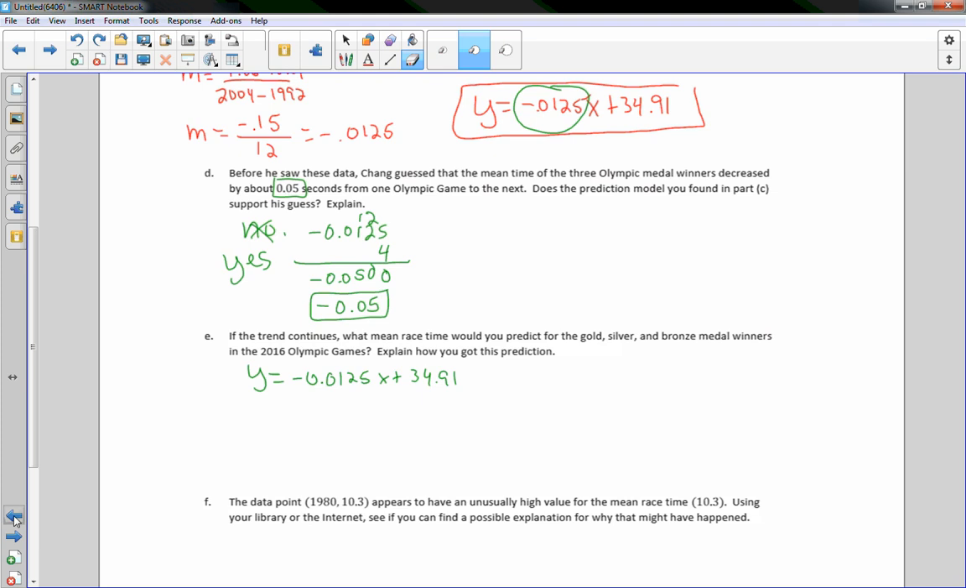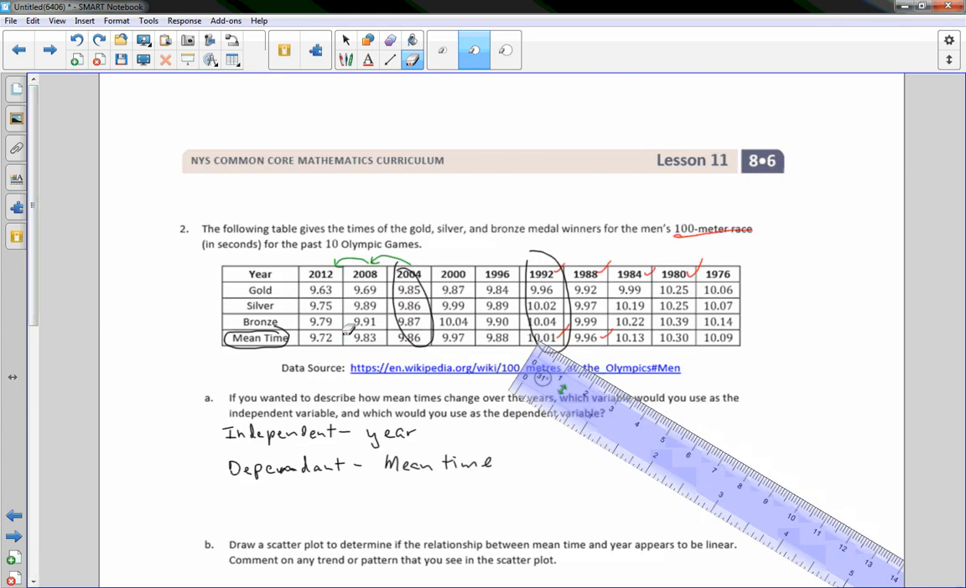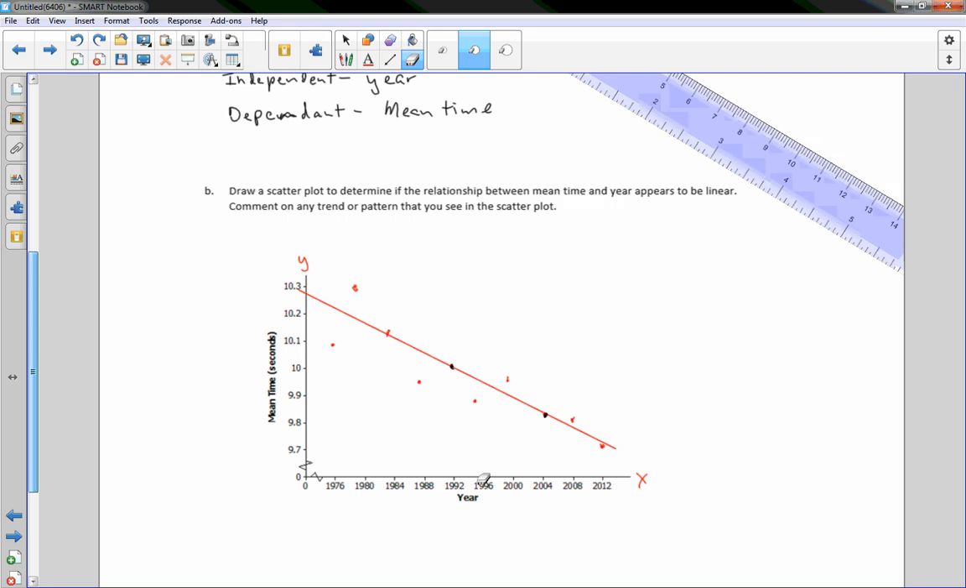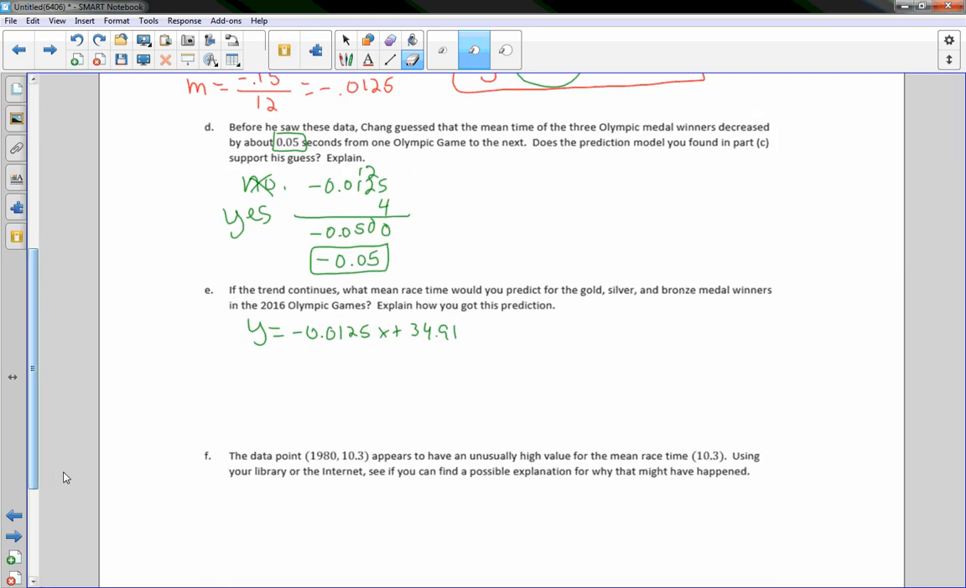Let me go back here. Y is our mean time. X was our year. So when we graphed it, X is year, Y is mean time. I apologize for making that mistake, but I will fix it now. So I'm trying to find our mean time, which is Y, which is negative 0.0125. X is my year, 2016, plus 34.91.